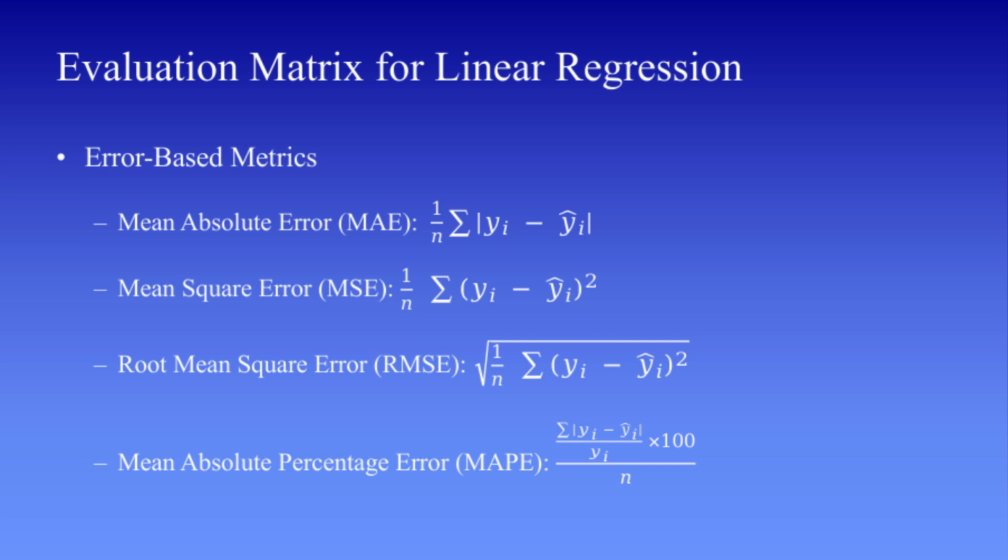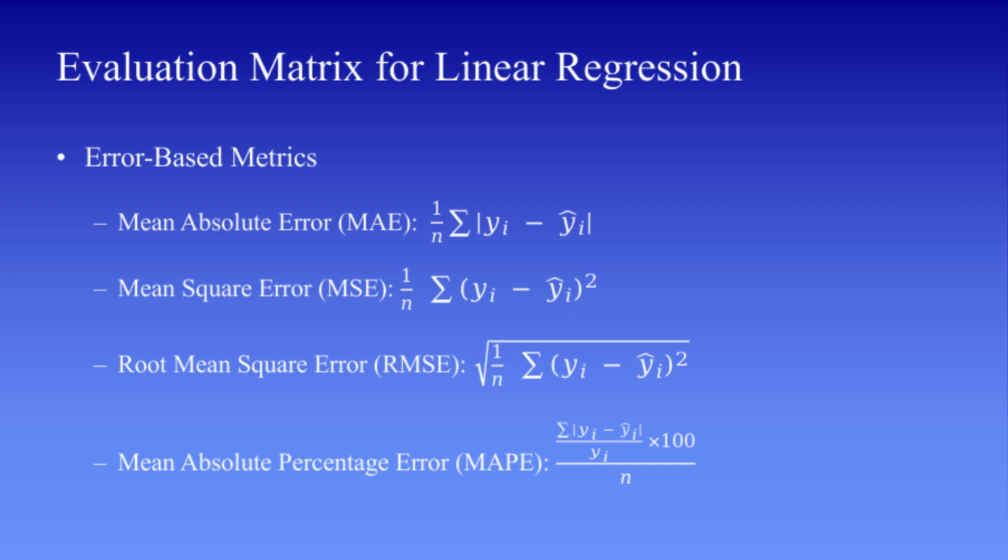The first metric is mean absolute error, or MAE. MAE calculates the average of the absolute differences between actual and predicted values. It is simple and easy to understand. It tells us, on average, how much our predictions are off, without considering the direction of the error. Next, we have mean squared error, or MSE. Here, instead of taking absolute values, we square the errors. This means larger errors are penalized more heavily. Because of this, MSE is very sensitive to outliers.